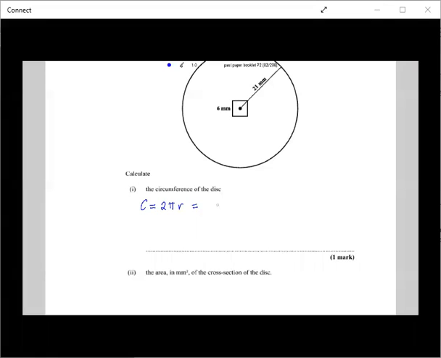This now is 2 times 22/7 multiplied by the radius, which is 21. 7 goes into 21 3 times. And so this is 2 times 22, which is 44, times 3. And the answer is 132 centimeters. So the circumference of the disc is 132 centimeters.